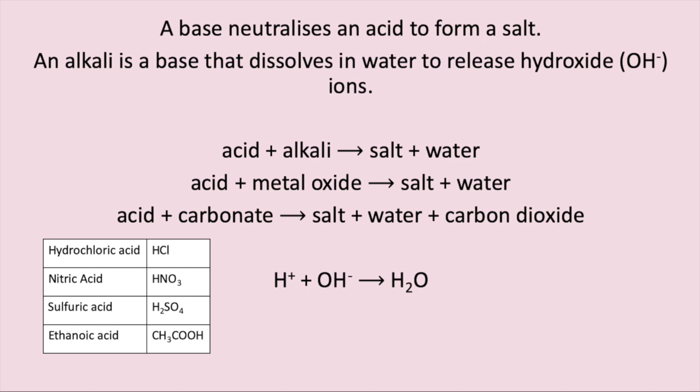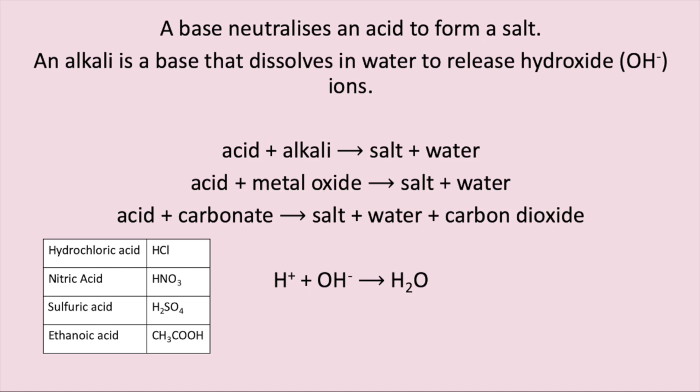An alkali is a base that dissolves in water to release hydroxide, OH minus, ions. If an acid is neutralized with a base, alkali or metal oxide, a salt and water is formed. The salt is named after the acid and a metal or ammonium ion. For example, if we use hydrochloric acid, the salt will contain chloride. If we use nitric acid, the salt will contain nitrate. Sulfuric acid, sulfate, and ethanoic acid, ethanoate. You should be aware of the formula for all of these 4 acids.